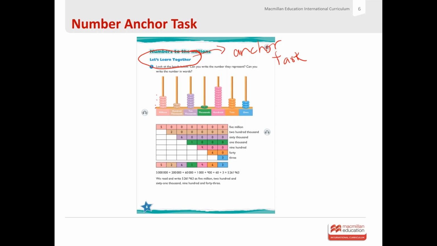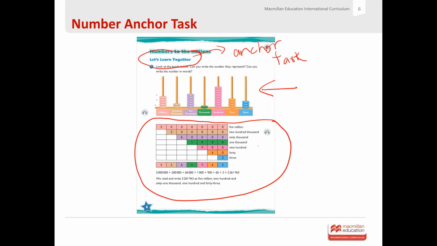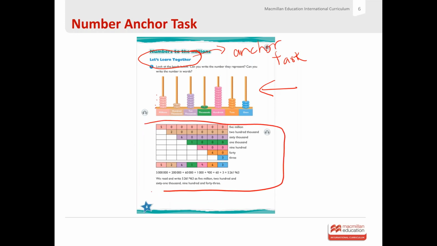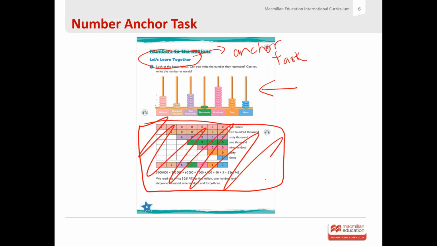Now you might think the answers are already here. How am I going to show our children? Why would I show them this if the answers are below? What I would do as a teacher is make sure that this is covered up, so you don't see this at all. Okay, they only see this. It says, look at the beads below. Can you write the number they represent? Can you write the number in words?